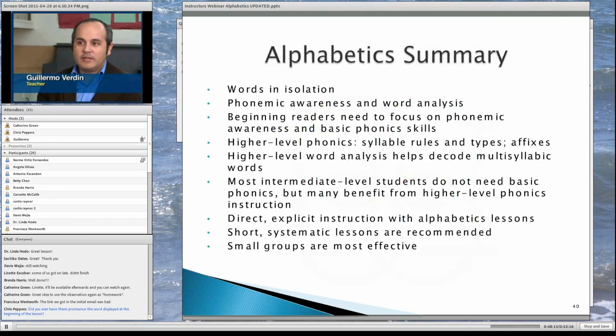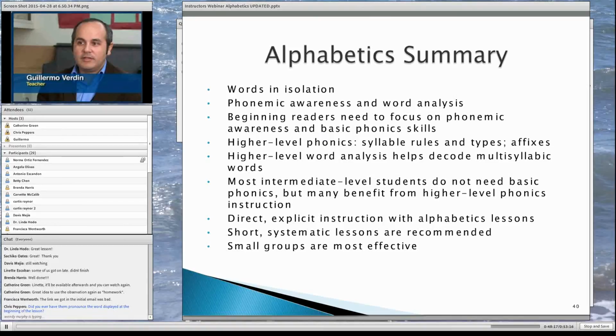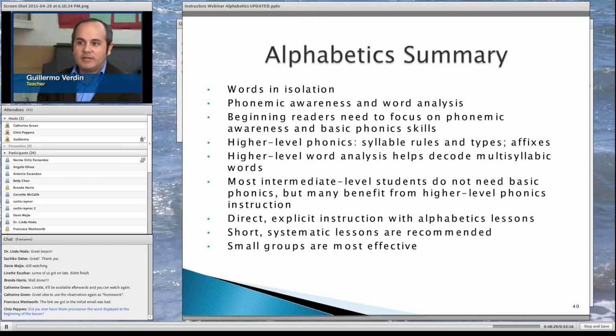accurately, and effortlessly. Now remember, alphabetics, we teach words in isolation. Beginning readers need to focus on phonemic awareness and basic phonics skills. The higher level is the syllable rules and the types, the affixes. It'll help them decode multisyllabic words. Most intermediate students may not need basic phonics, but many will benefit from higher level phonics. Some will have gaps, so you can address those accordingly.